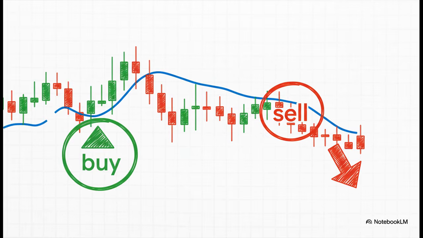Now, this is where TEMA's speed really starts to pay off. The classic crossover signal. When the price cuts above the TEMA line, that's your potential buy signal. When it slices below, that's a potential sell. And the key thing here is that because there's so much less lag, you often get these signals way earlier than you would with a regular EMA or SMA, giving you a massive head start.